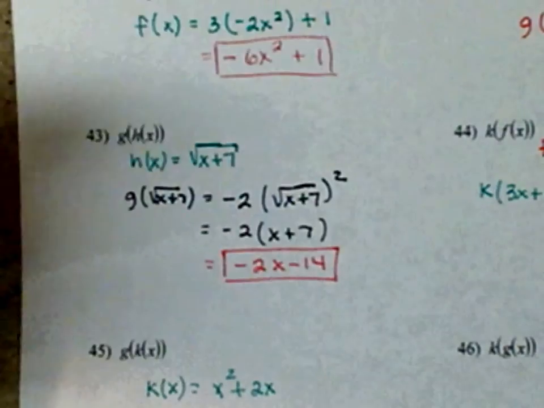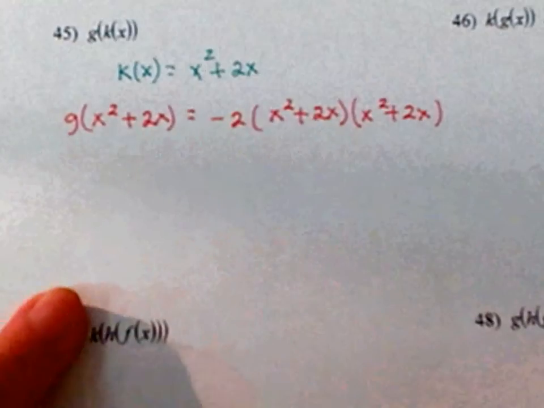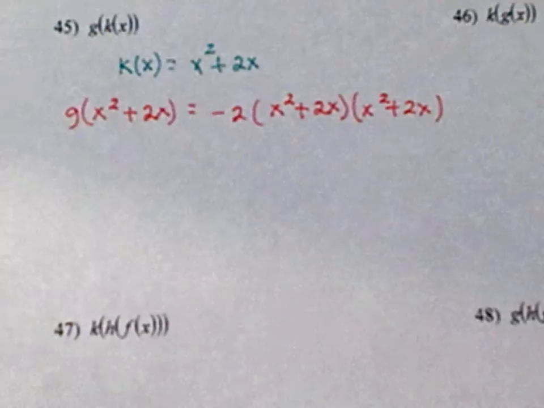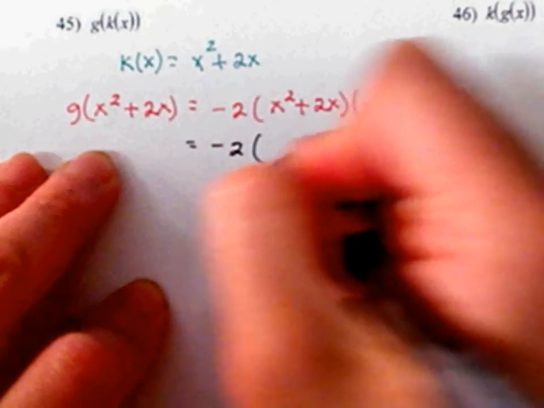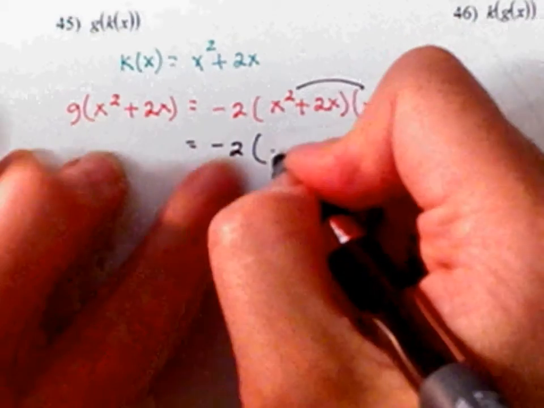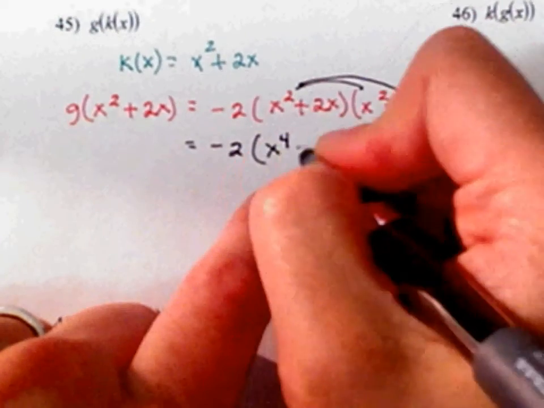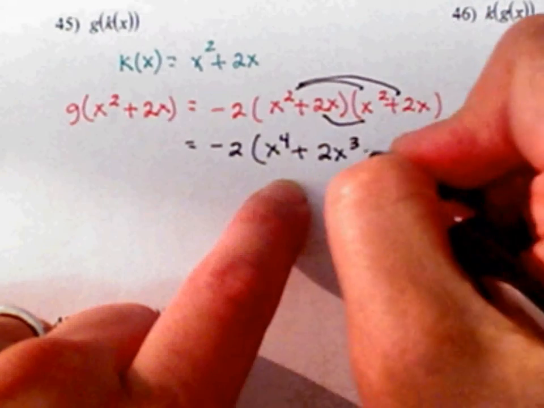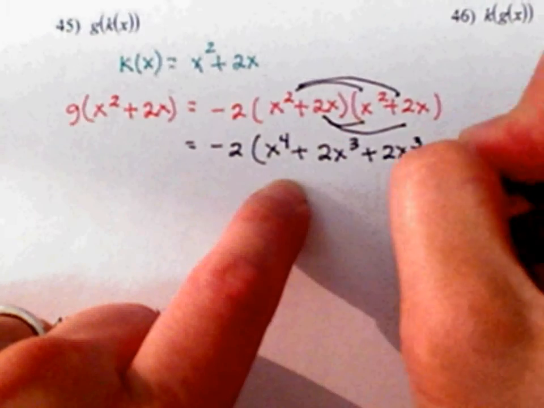Let me move this down a little. All right, is that better? Okay, let's go ahead and distribute that. Let's multiply that first. So now you have negative 2. x squared times x squared is x to the 4th. x squared times 2x is 2x to the 3rd. 2x times x is plus 2x to the 3rd. 2x times 2x is plus 4x squared.